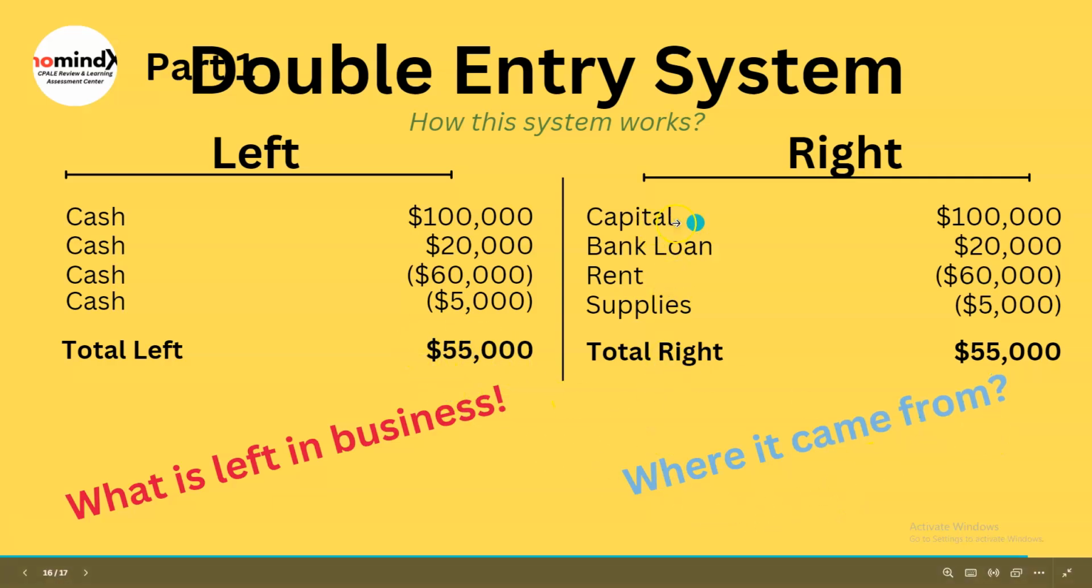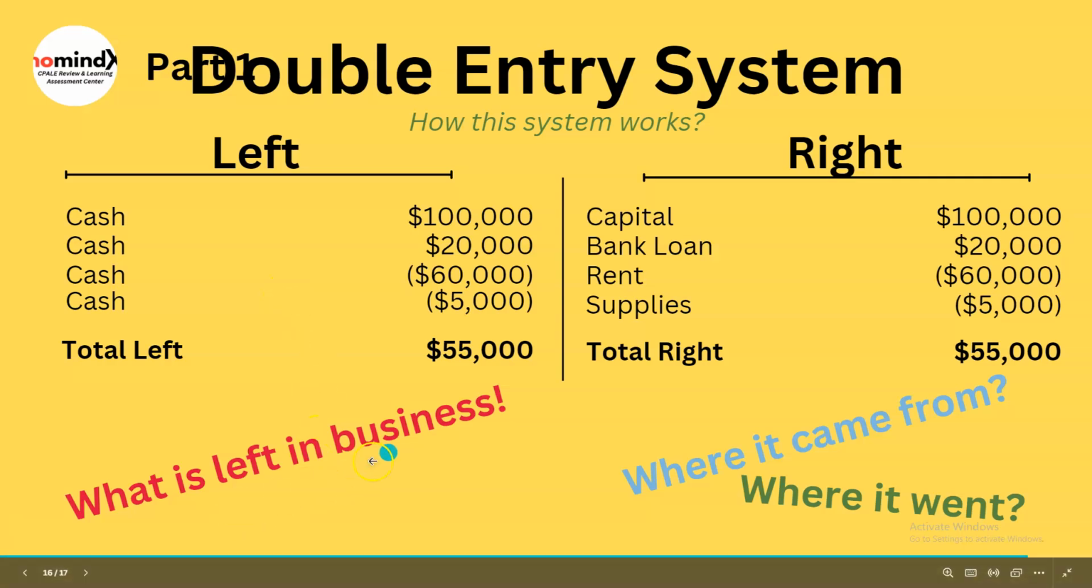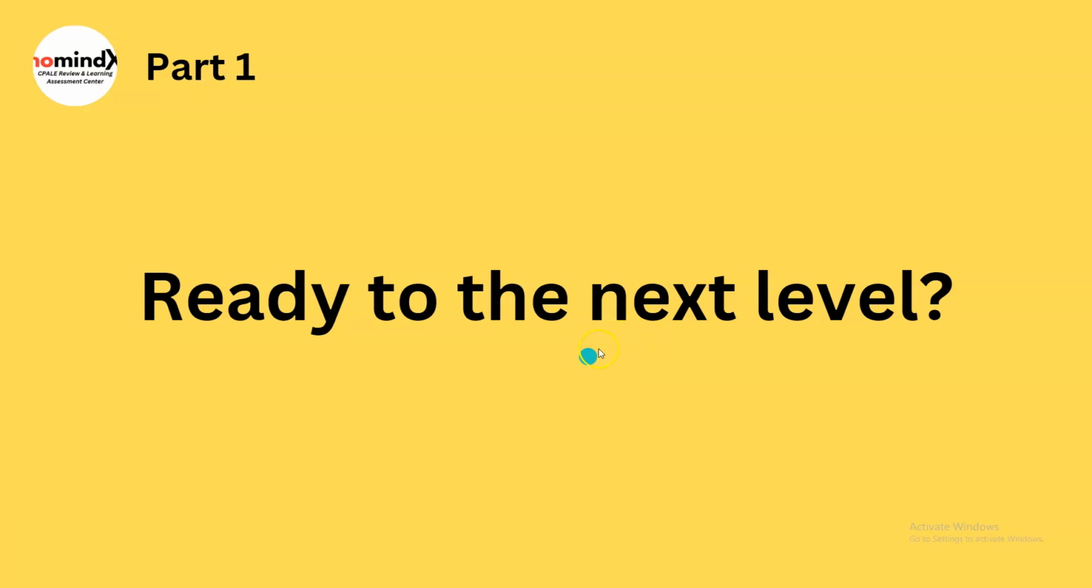So first it came from the capital, second from the bank loan. And it explains also where it went, that is, why we have a reduction. So it's for the rent, and for the cash, 5,000 is for the supplies. So that's it. Again, the left is what is left in the business. The right explains where it came from and where it went. So now I think we're ready for the next level to understand more about this double entry system.